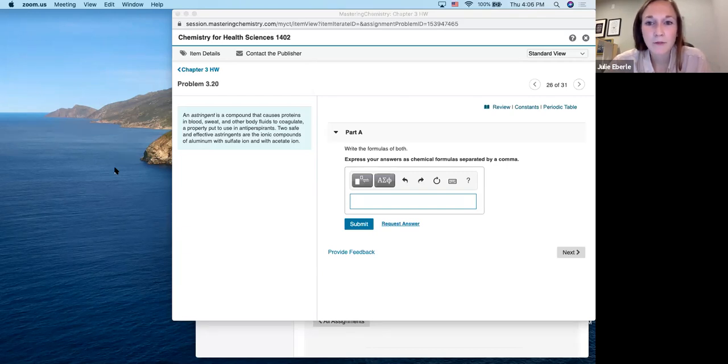It says write the formulas of both. Express your answers as a chemical formula separated by commas. So essentially we have, I'm going to share back to take a screenshot if you need to.